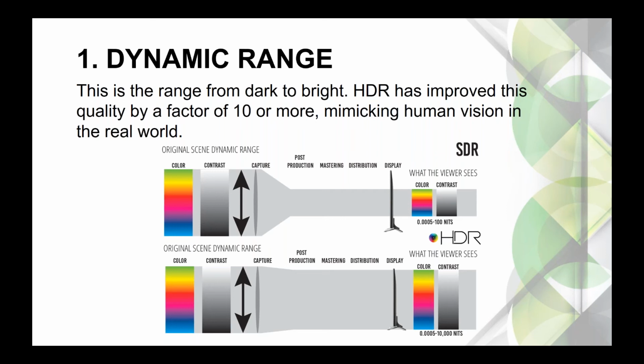So what does dynamic range do? This is probably the simplest way to explain it. It is a 3D model in 2D, the third dimension being luminance. But if you look at the capture side of this, this is the original scene dynamic range.